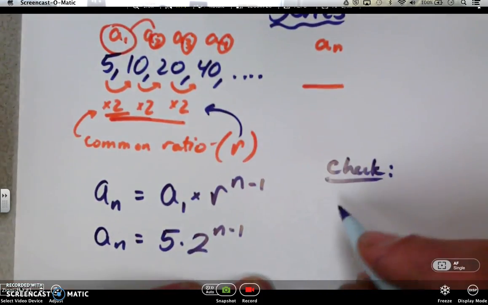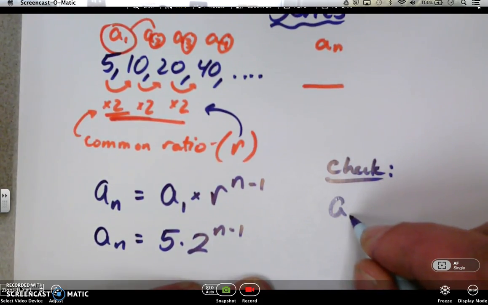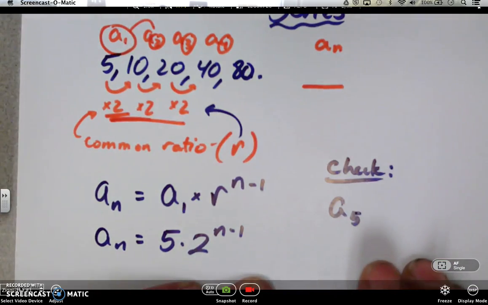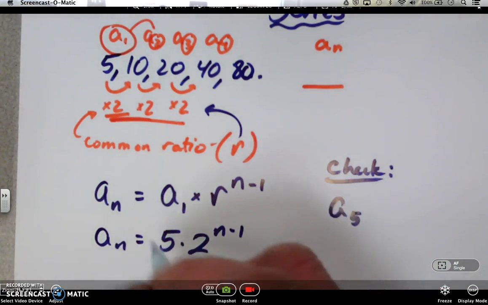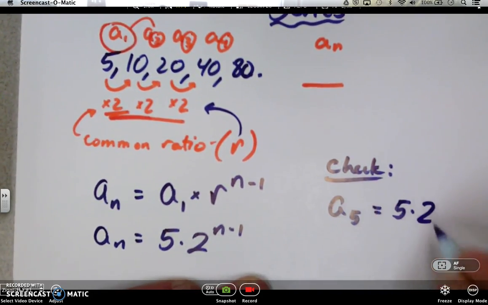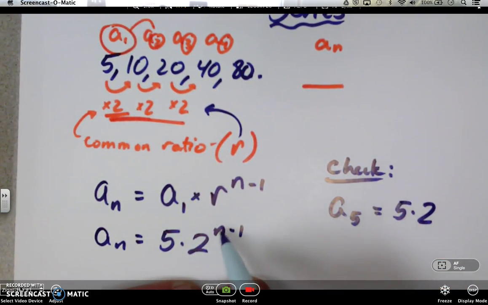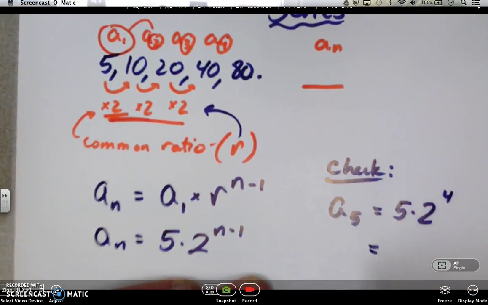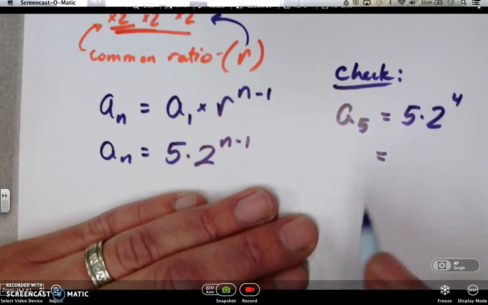If you want the, let's say the fifth one, we know the fifth one should be 80. According to this rule here, a5 is equal to 5 times 2 to the n minus 1 power. So the 5 minus 1 power, or the 4th power. So that's 5 times 2 to the 4th.